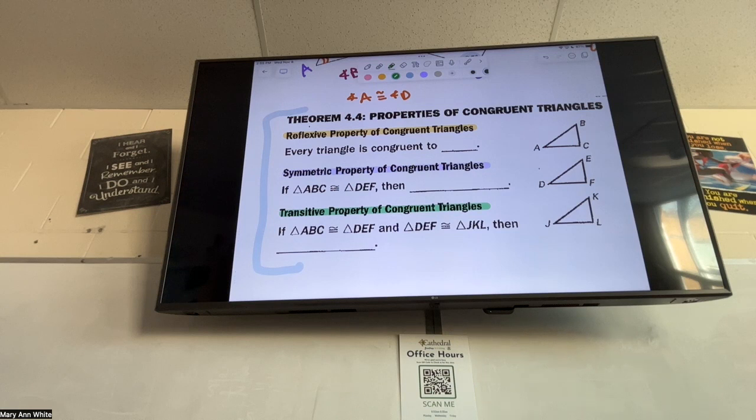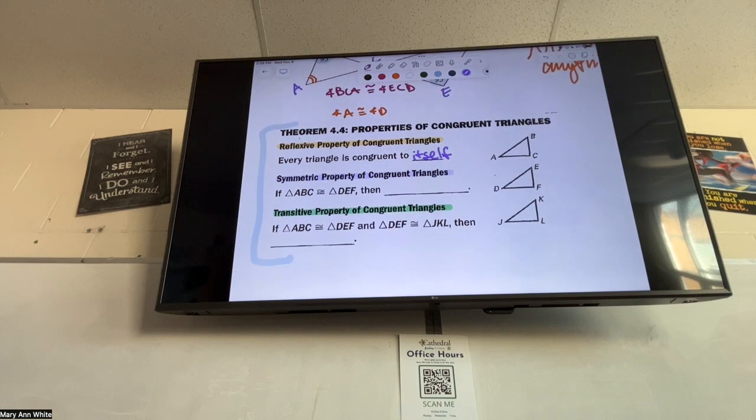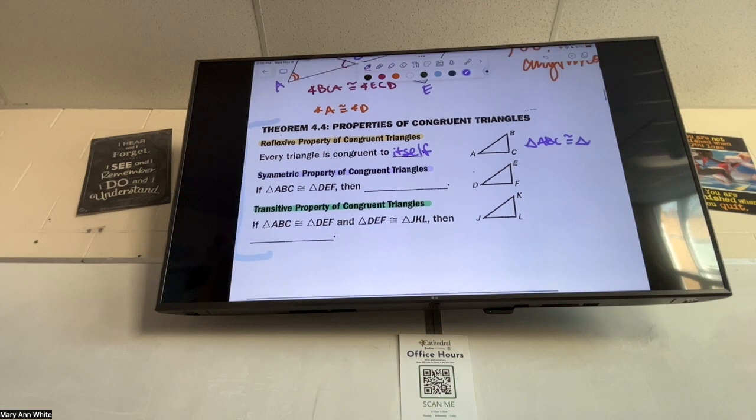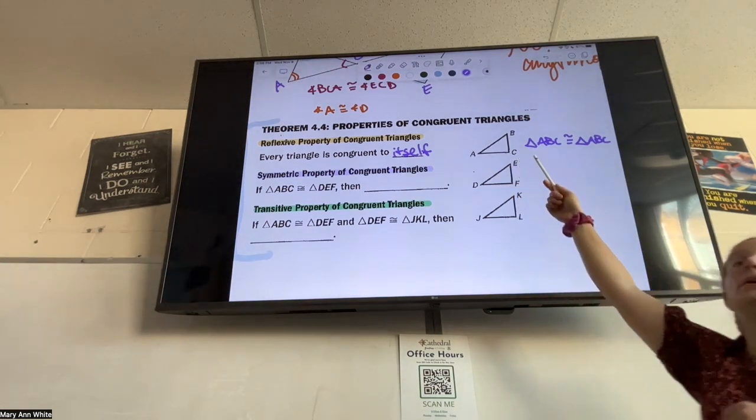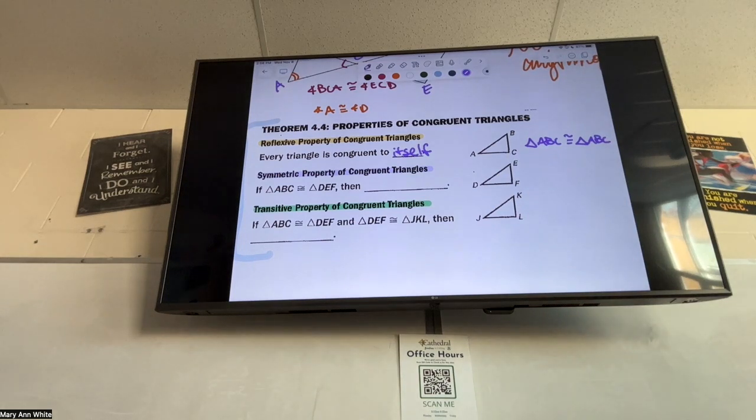So every triangle is congruent to itself. That's what that first one, the reflexive property, says. So I can say triangle ABC is congruent to triangle ABC. Notice that I put it in the exact same order because, again, angle A should be congruent to itself, angle B should be congruent to itself, angle C should be congruent to itself. So for every triangle in the world, I can say triangle ABC is congruent to triangle ABC. That's not a very helpful property, but it is true.